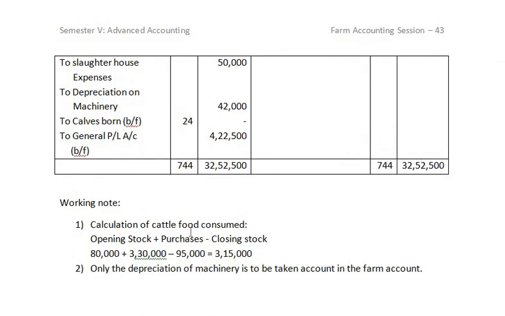And cattle food, the details given in the cattle food, that is regarding opening stock, purchases, closing stock, this can also be used for calculating the cattle food consumed, that is opening stock of cattle food plus purchases of cattle food minus closing stock of cattle food, we get the cattle food consumed.